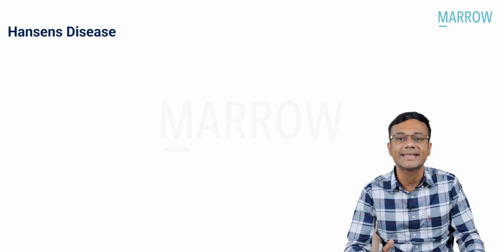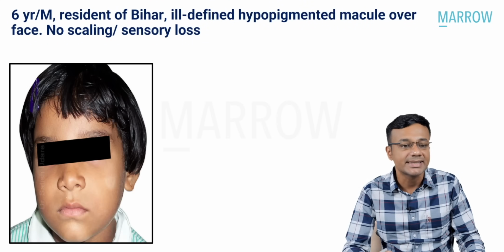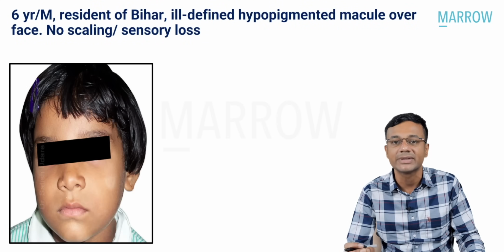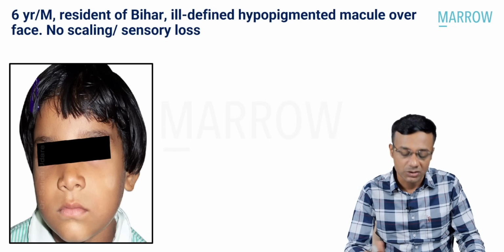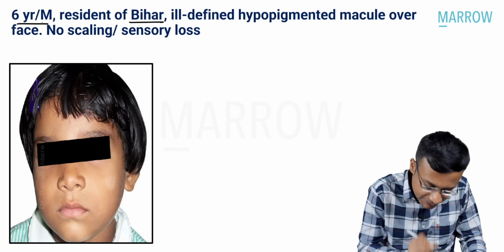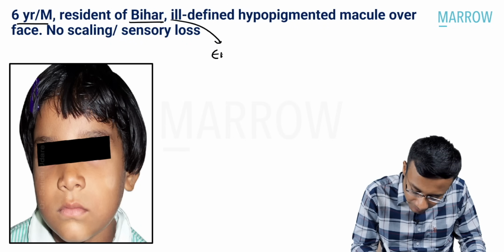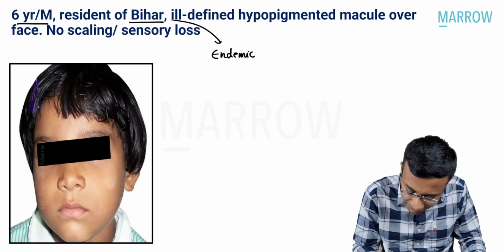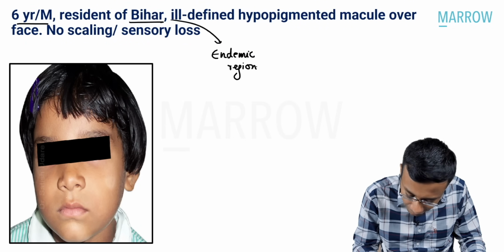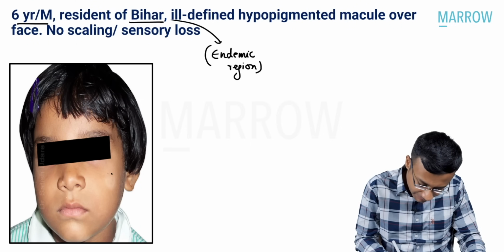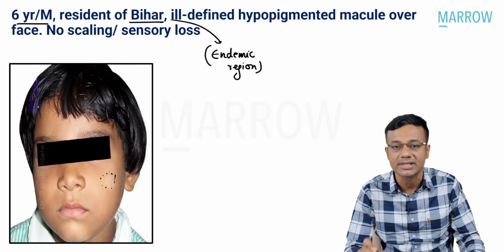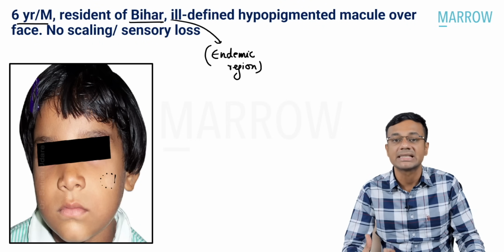Let us now look at case scenarios from Hansen's disease. A 6-year-old male child resident of Bihar presents with an ill-defined hypopigmented macule on the face, no scaling, no sensory loss. So, a resident of Bihar, a child, is basically talking about endemicity. So, endemic region for leprosy being Bihar, one of the states. Ill-defined hypopigmented macule on the face, no scaling, no sensory loss. This form of leprosy is an early form of leprosy.